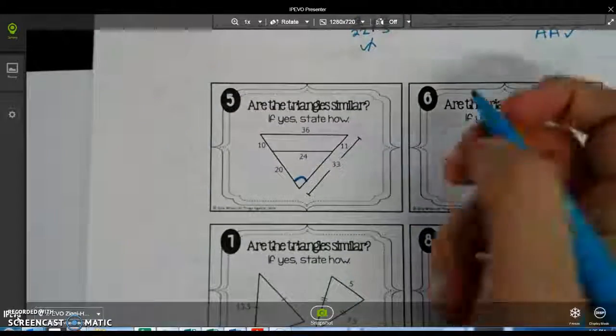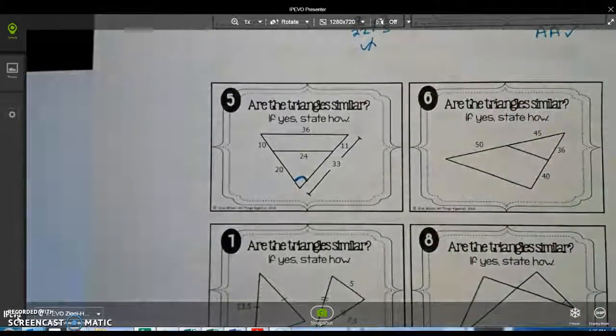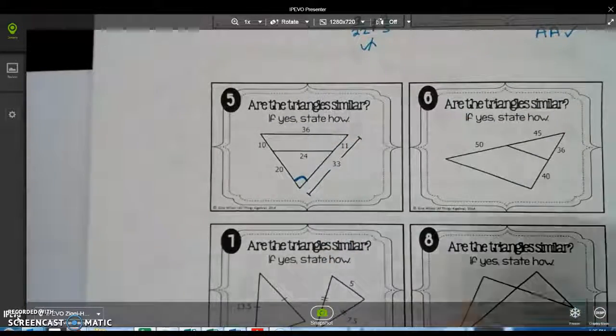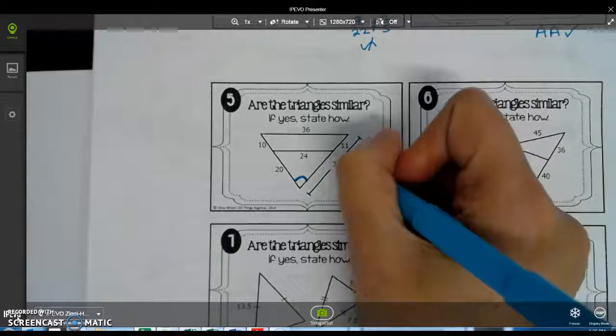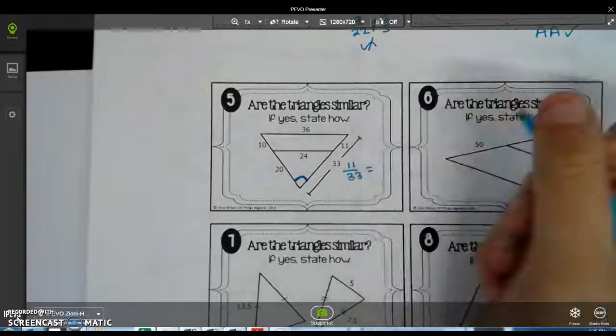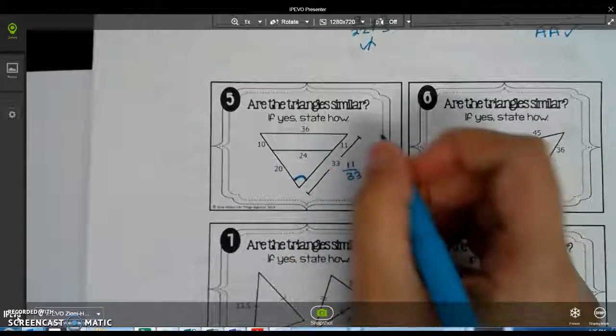So let's go ahead and solve. I'm going to use side, angle, side because then I only have to do 2 proportions, right? If I did side, side, side, I'd have to do 3, but I know this angle, so why waste my time? So I'm going to do 11 over 33 is this side. I've got 10 or 20, right? That's the piece. I messed up.